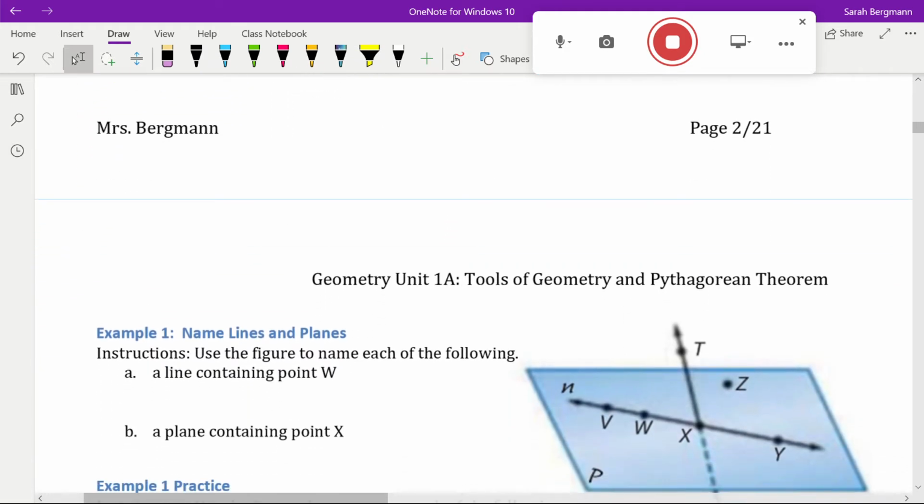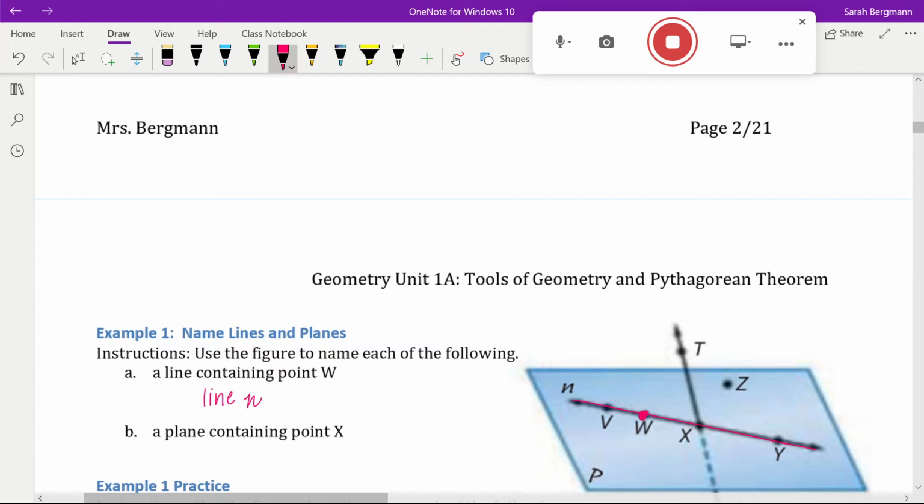All right, next we are going to practice this using a figure. So first one, I want you to name a line containing point W. So when I'm looking at this, a line containing point W, here's point W. It is on this line here. We can just call it line N. Now you could choose 2 other points on that as well if you'd like. So there are other options there.